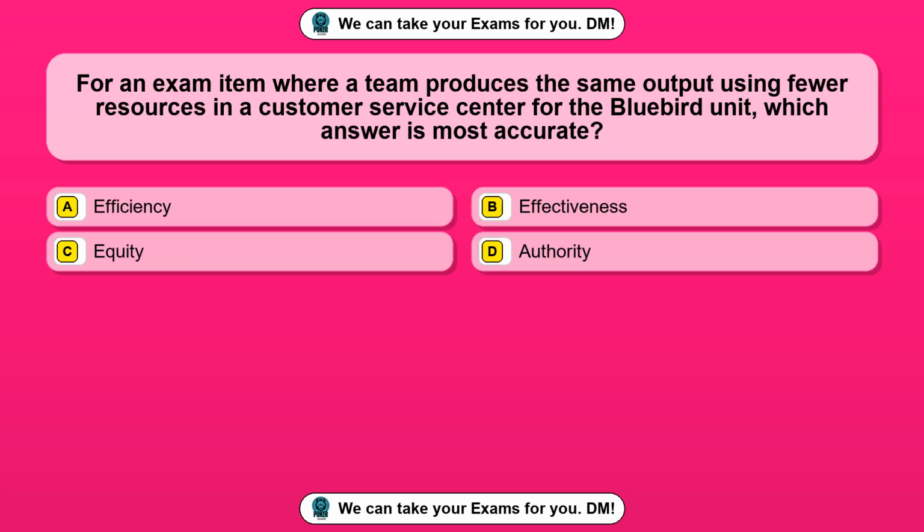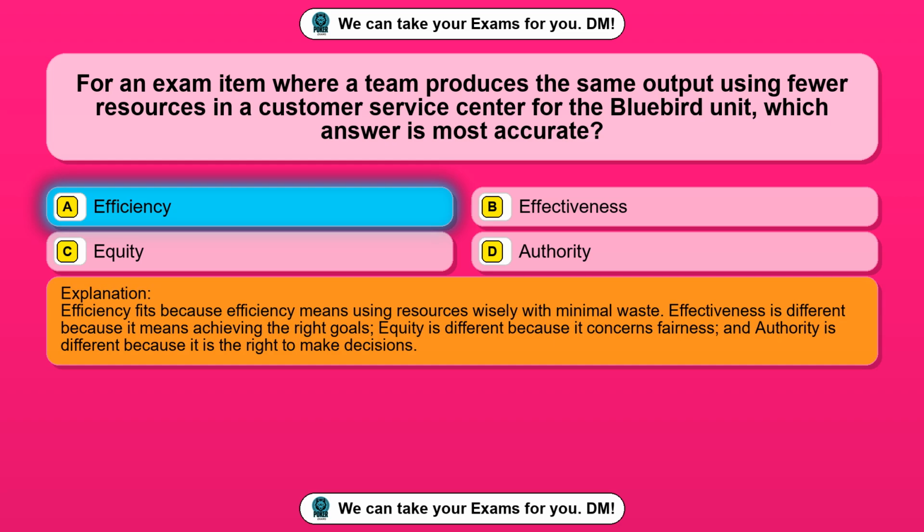Question 57. For an exam item where a team produces the same output using fewer resources in a customer service center for the Bluebird unit, which answer is most accurate? Option A, efficiency. Option B, effectiveness. Option C, equity. Option D, authority. The correct answer is option A, efficiency. Efficiency fits because efficiency means using resources wisely with minimal waste. Effectiveness is different because it means achieving the right goals. Equity is different because it concerns fairness, and authority is different because it is the right to make decisions.